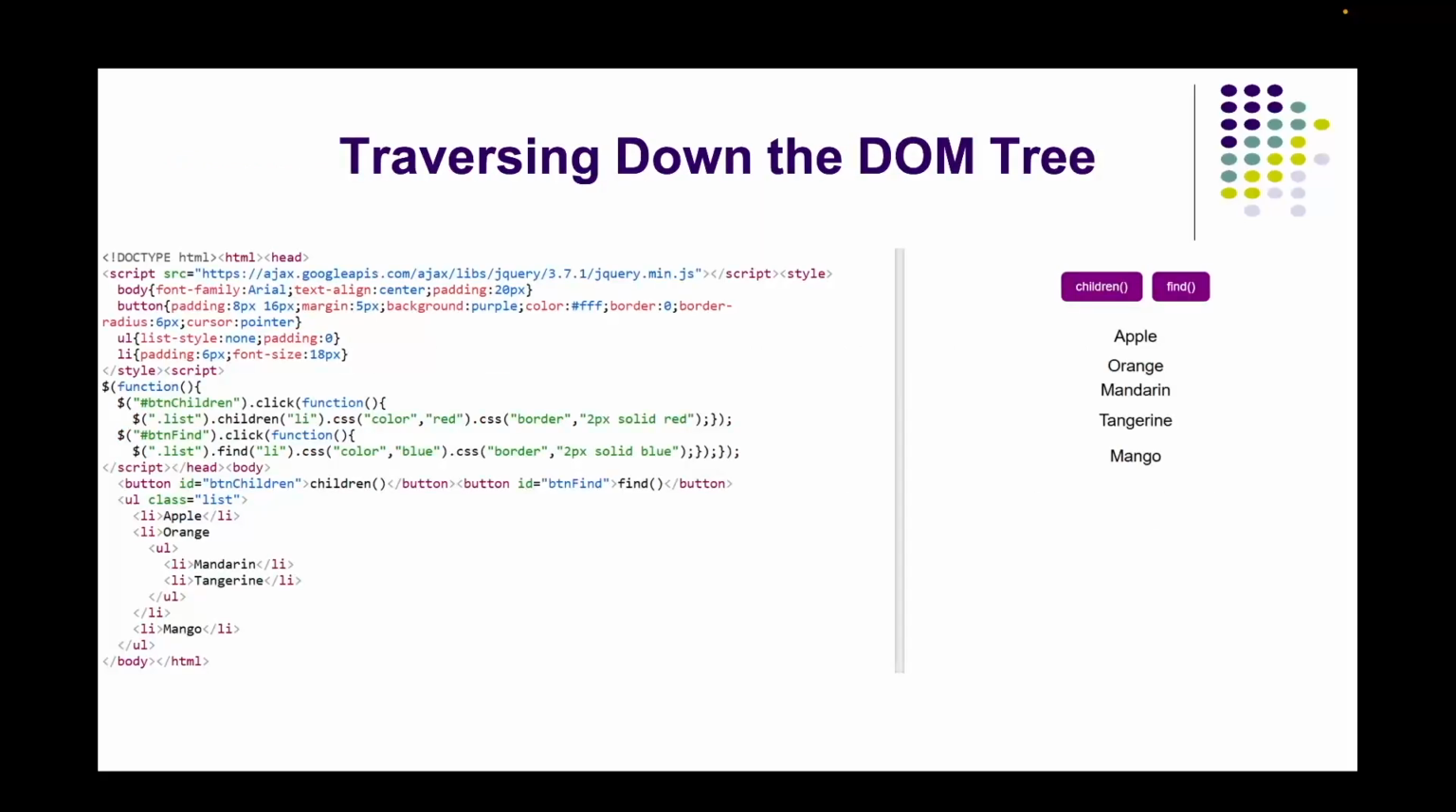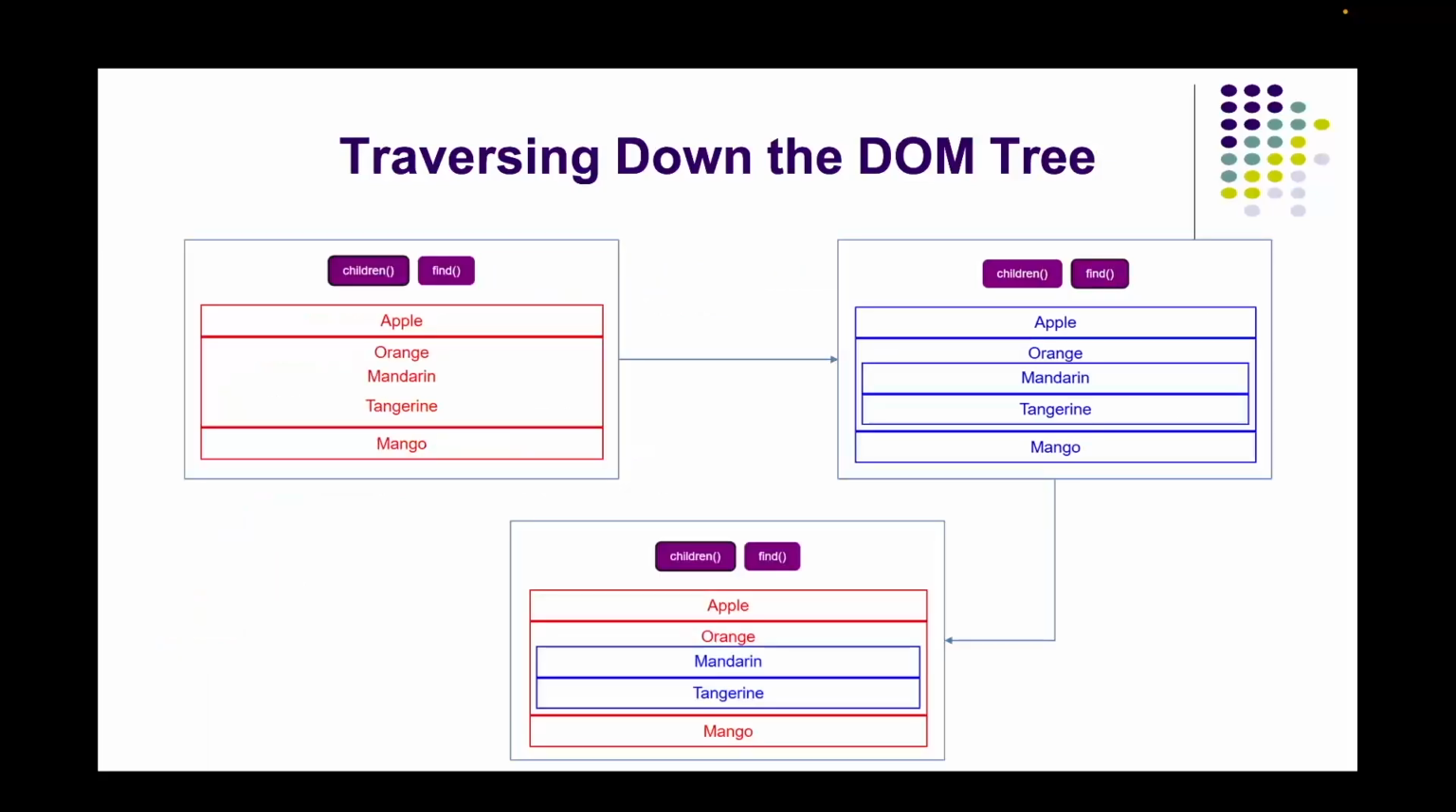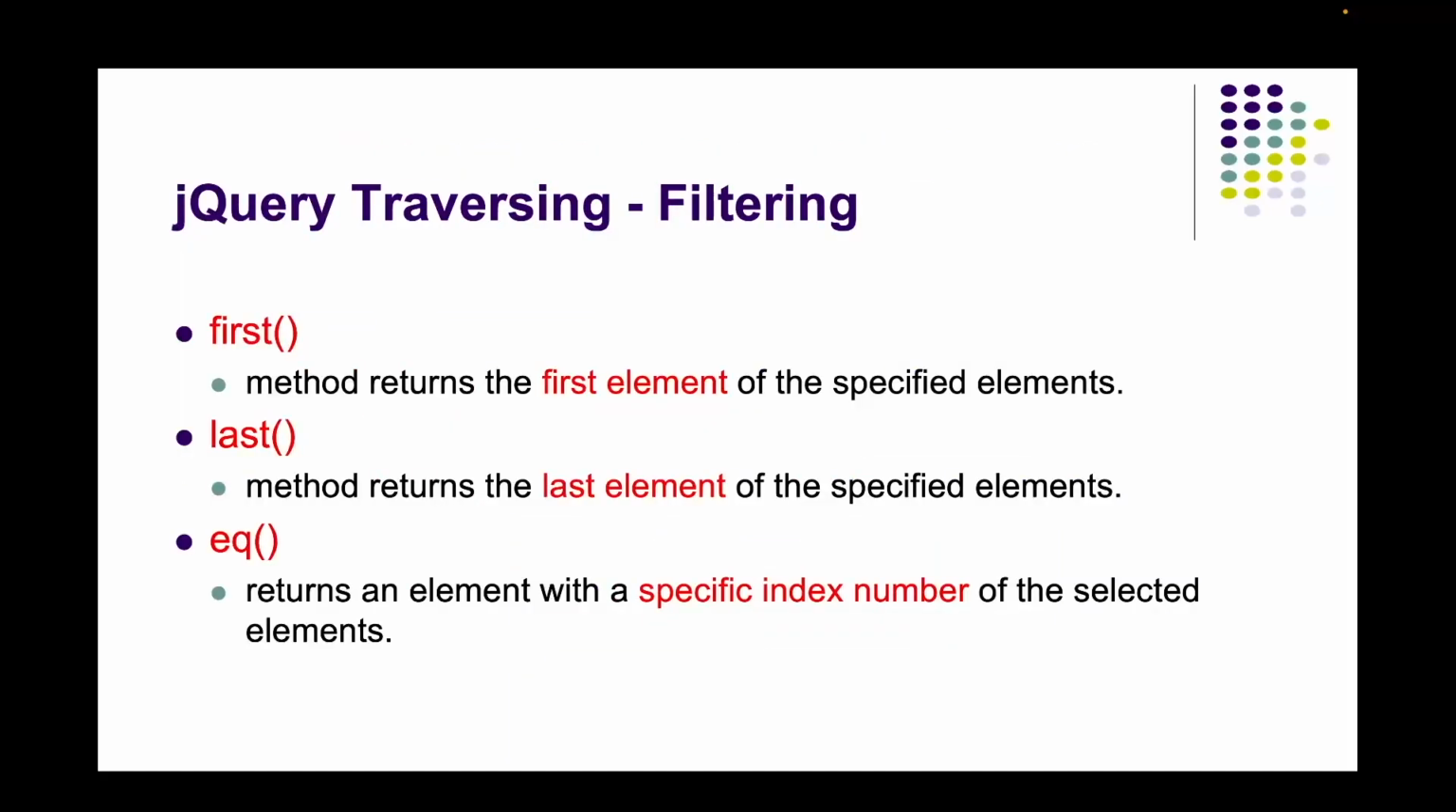So traversing down the DOM tree. Here .children gets only the direct children, and .find goes deeper. It searches grandchildren and great grandchildren. So in this example, find li will turn every list item blue, no matter how deeply nested it is inside that list.